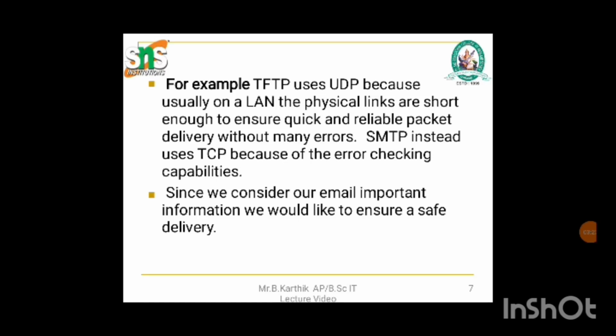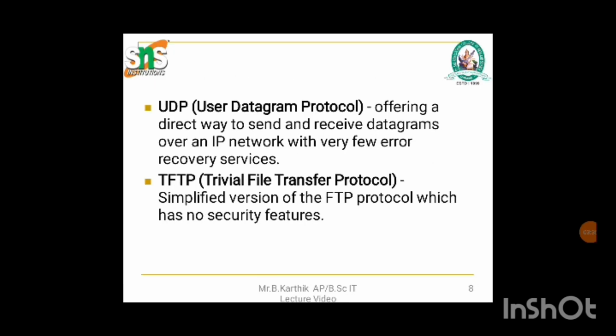SMTP instead uses TCP because of the error checking capabilities. Since we consider our email transport information, we would like to ensure a safe delivery. UDP, User Datagram Protocol, offers a direct way to send and receive datagrams over an IP network with very few error recovery services. Next, TFTP, Trivial File Transfer Protocol, a simplified version of the FTP protocol which has no security features.